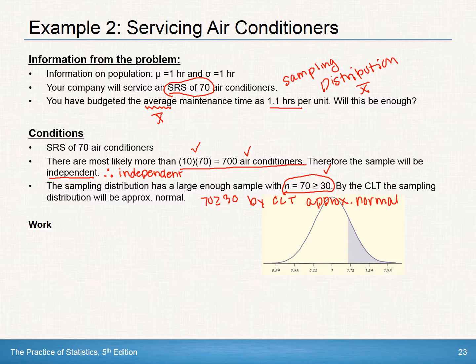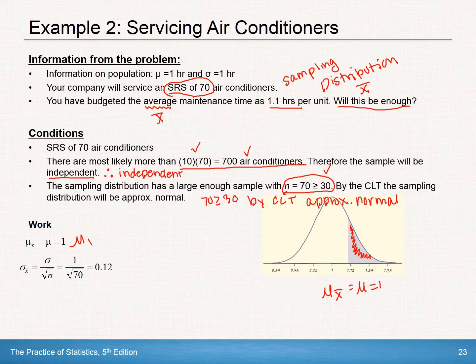All right, 1, I would suggest drawing the graph. Okay, we have a budgeted average maintenance time of 1.1 hours per unit. I want to know if this is going to be enough. So what's the probability, basically, that it's going to take longer than 1.1 hours? If it's a pretty high probability it's going to take longer than 1.1 hours, then it's not going to be enough time. Okay, so remember that you're finding the mean of the sampling distribution right here.